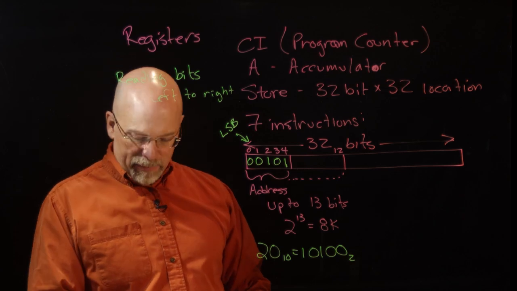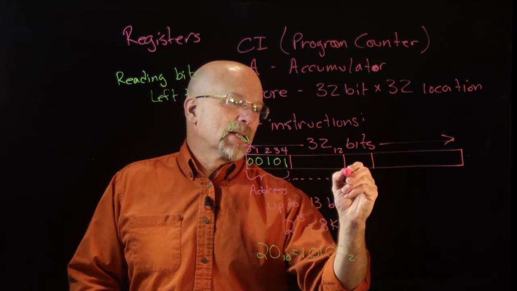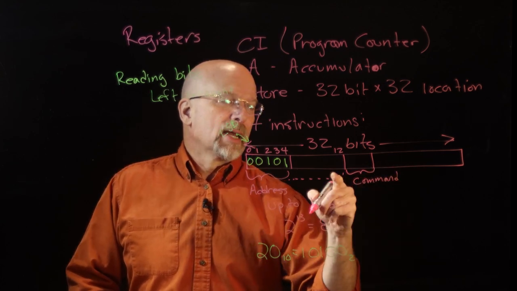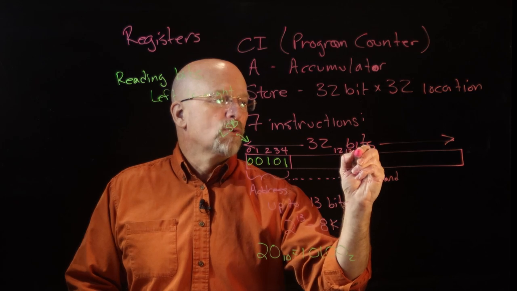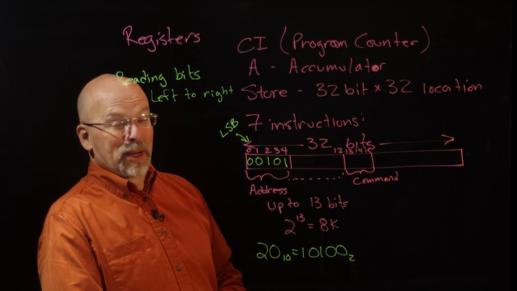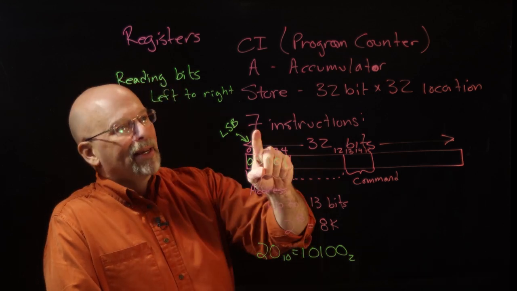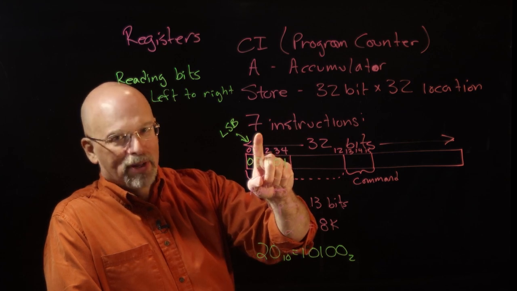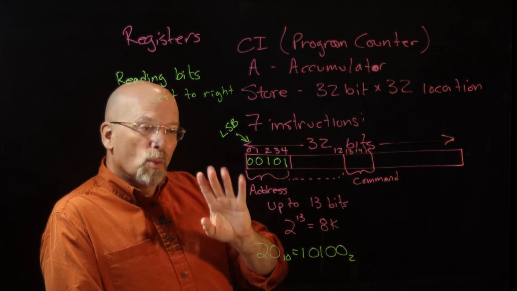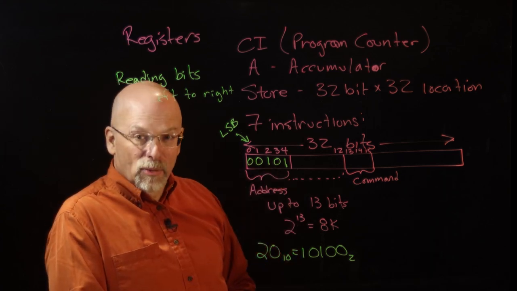All right. Now, if we move a little bit further up here, the next 3 bits, this was the command. All right. And so we have bits 13, 14, and 15. Now, if you have 3 bits, how many possible patterns of ones and zeros do you have? 2 to the 3 or 8. That gives us room to have all 7 instructions. Now, the instructions also were done least significant bit on the left side to most significant bit on the right side.